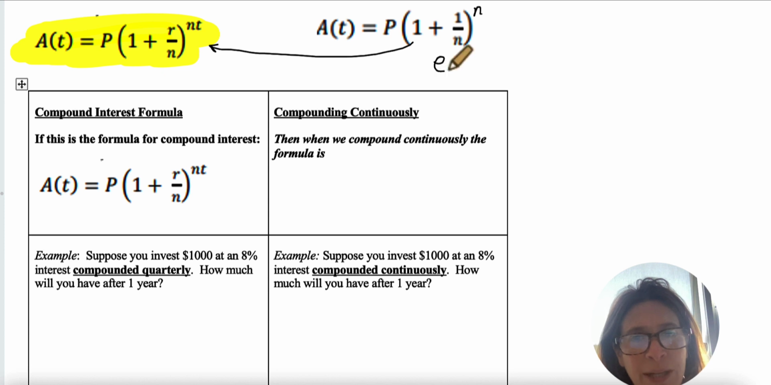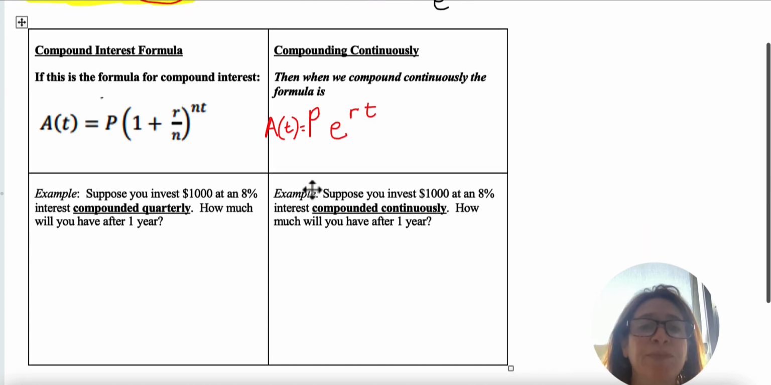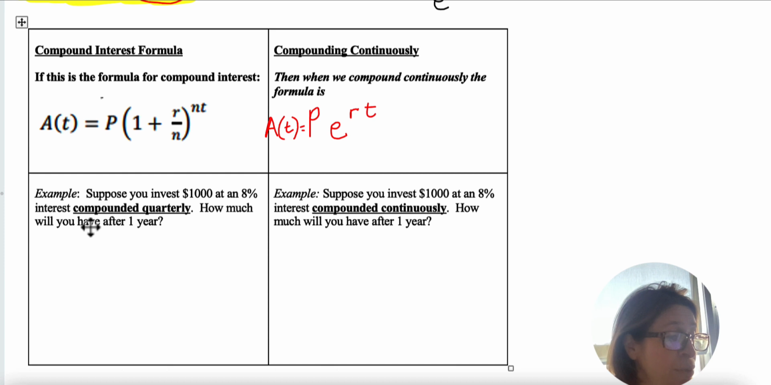So if this is the number e, and I see it exists here, then we can simplify this equation when we're talking about compound interest. And that formula then becomes P times e raised to the rt. And that is when we compound continuously. So if I look at an example, let's look at both of them. Suppose you invest $1,000 at an 8% interest compounded quarterly. That means, remember, 4 times. How much will you have after 1 year?